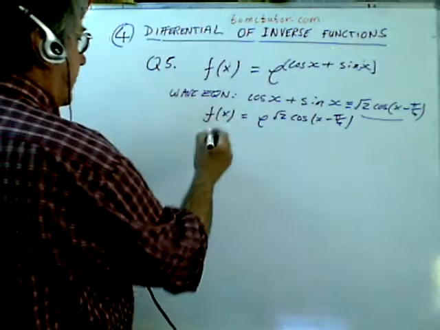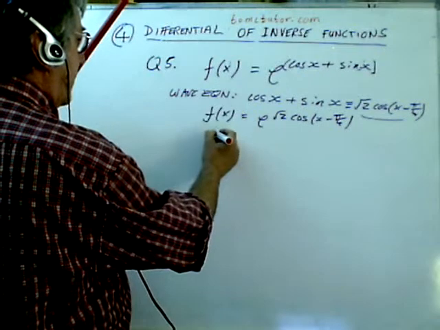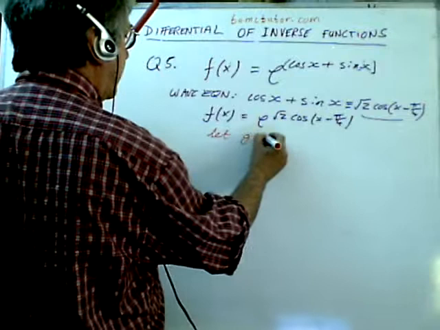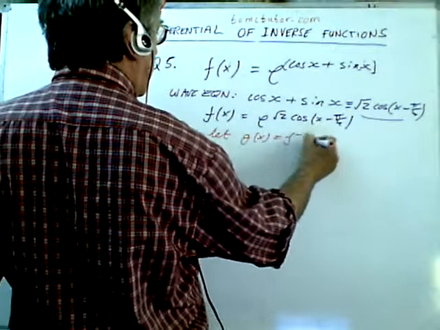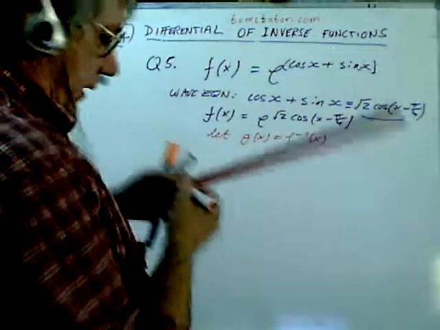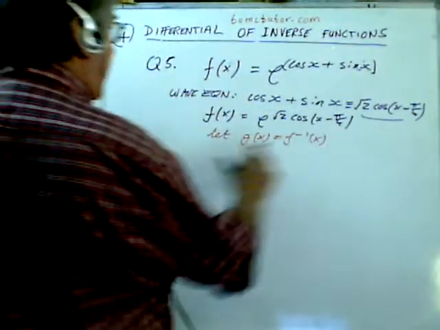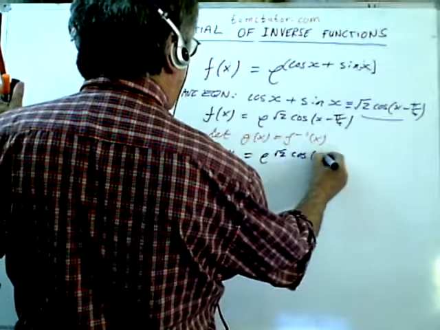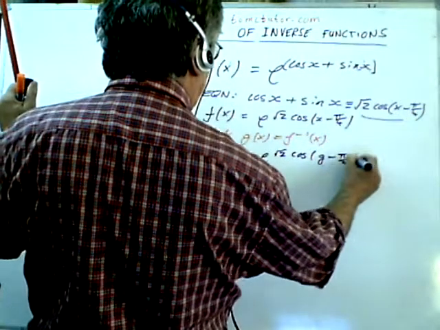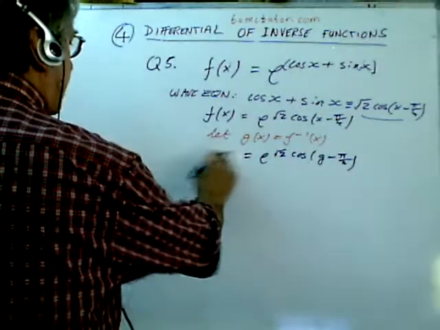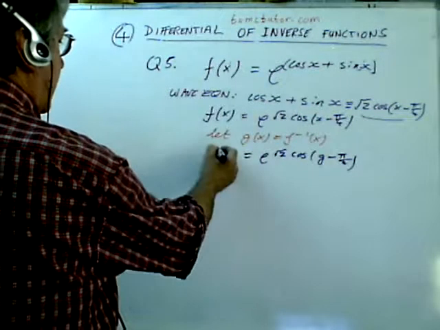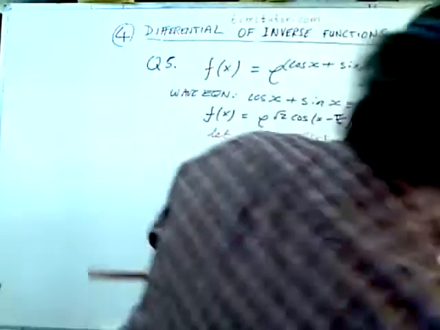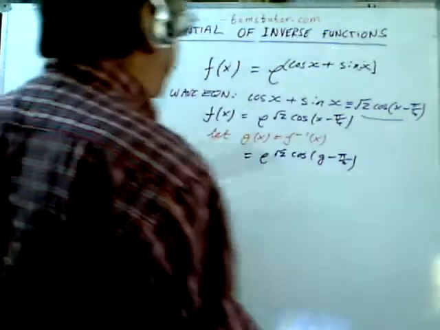So the way, as I said, to do it was to invent a function. So let g of x be equal to the inverse of f of x, okay? And once we do that, of course, we have that x is equal to e to the square root of 2 cosine of g minus pi over 4. Okay, and this is my function of g, if you like. Notation here. I've already stated what it is.